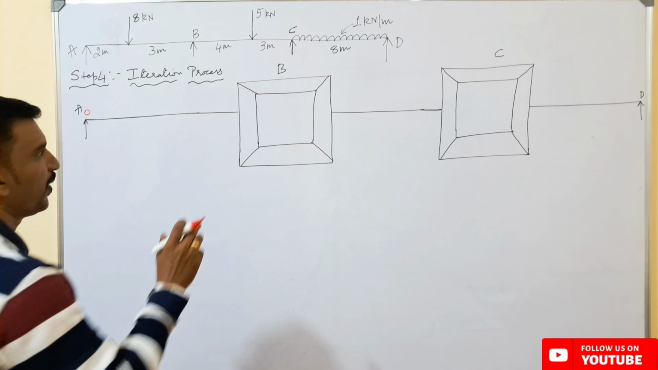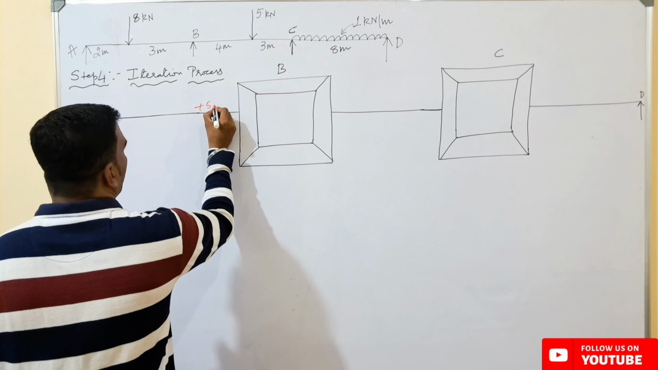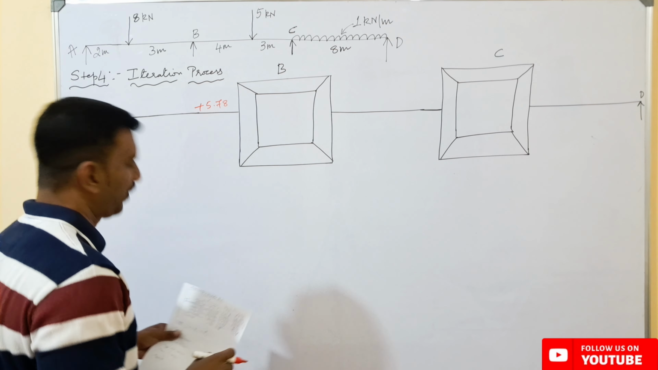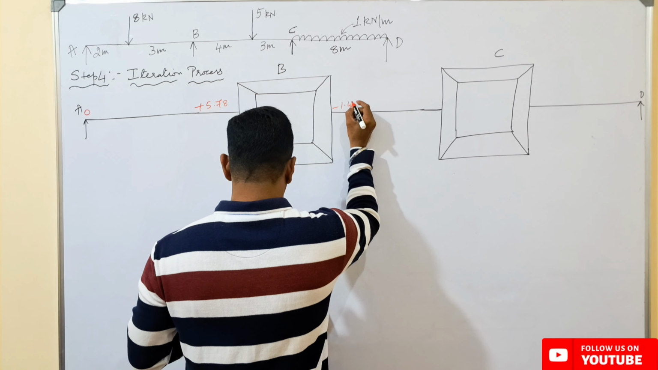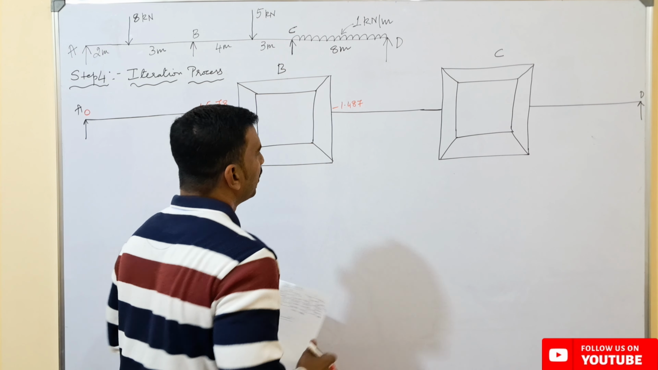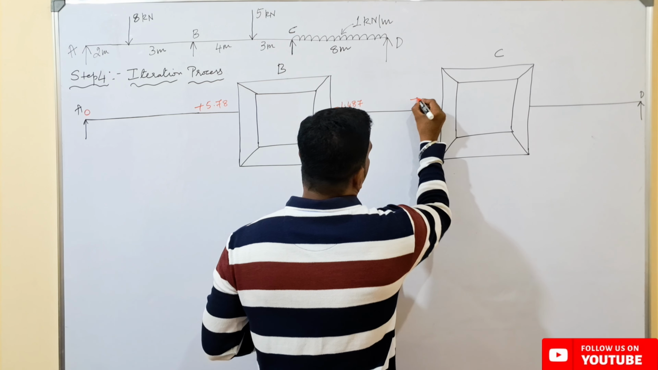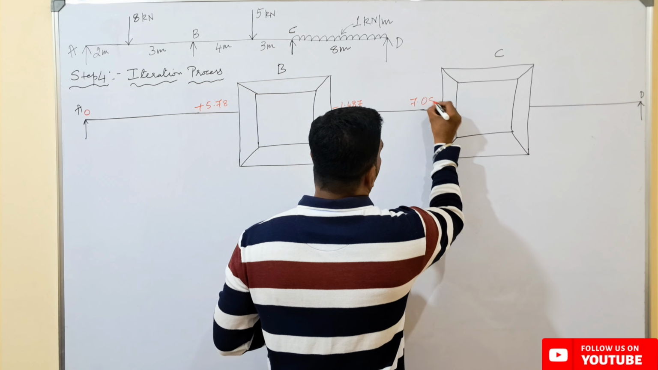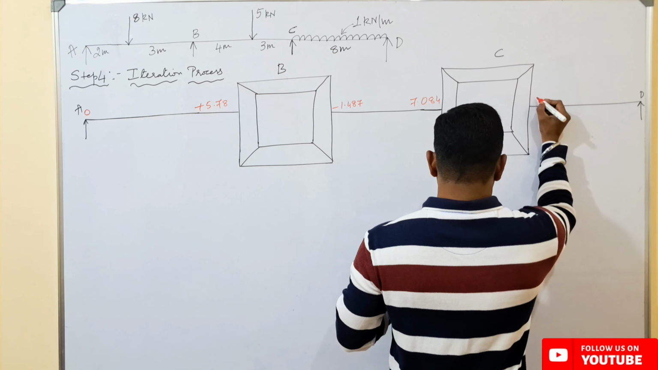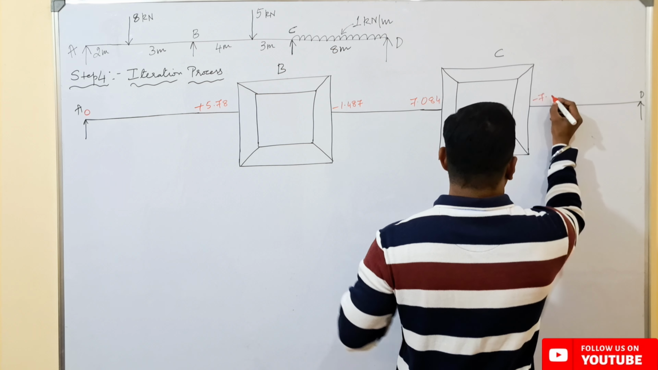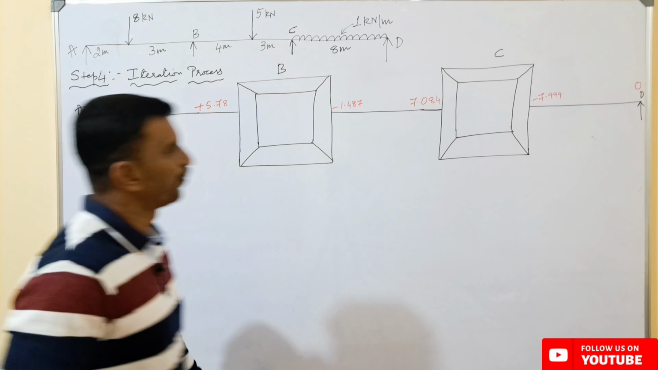And the modified fixed end moment value from B to A we have got, which is plus 5.78, and from B to C the value is minus 1.487, and the modified value from C to B is 7.084, and the modified value from C to D is minus 7.999, and D to C is 0.